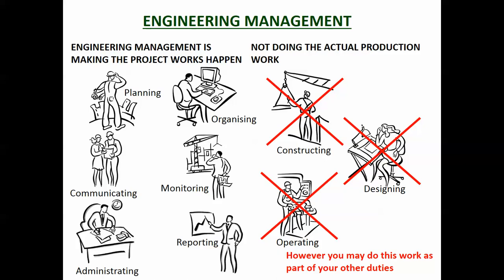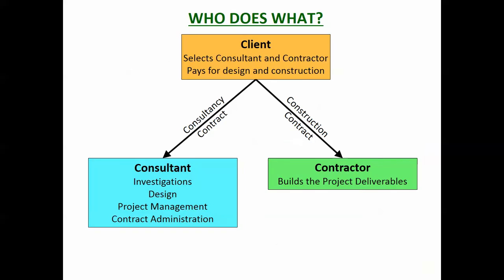but for this course it's useful for you to distinguish between project management, which is enabling the works to happen, the production work to happen, and doing the actual production work. They are two different things. So try to keep that in your head, that there are two different things happening, but normally it's happening together. So let's look at who does what for a project.